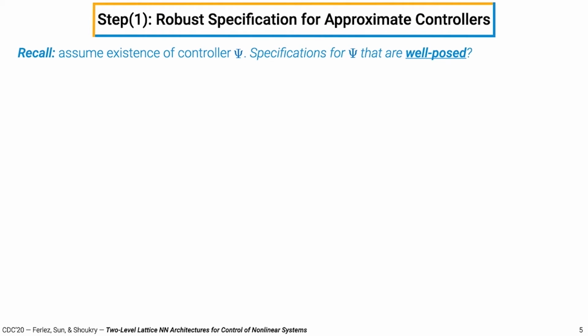So we'll start with step 1. The most important aspect of this step is the nature of the specification for the assumed to exist controller psi. There are plenty of other calculations, but they're more or less routine, and you can look to our paper for more details.